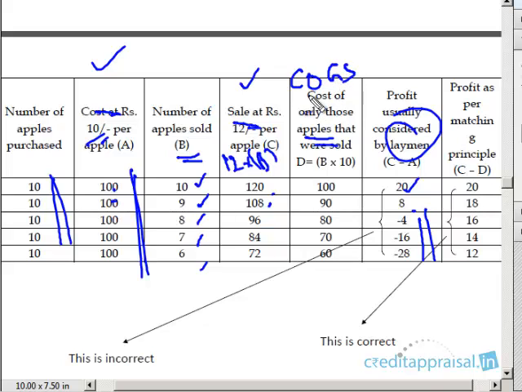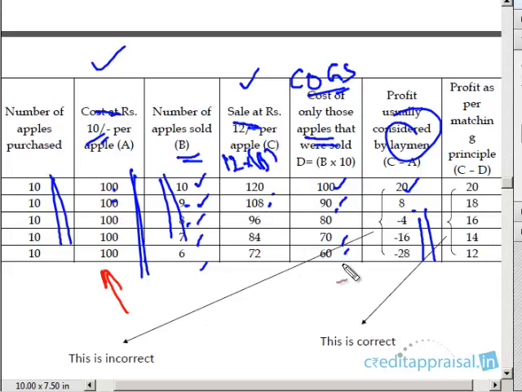Please remember the term cost of goods sold. Only for those goods that are sold do you have to report the cost. So which are the apples that are sold? Only these apples are sold. What is the cost of the apples which were sold? So now each apple costs 10 rupees, so 10 into 10, 100, 9 into 10, 90, 80, 70, 60.